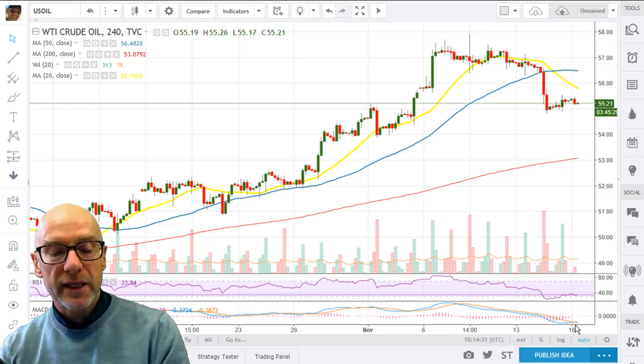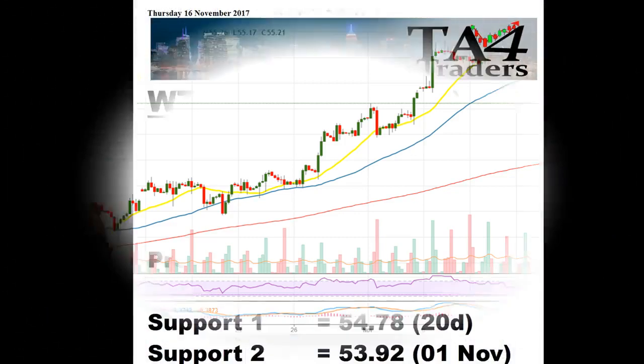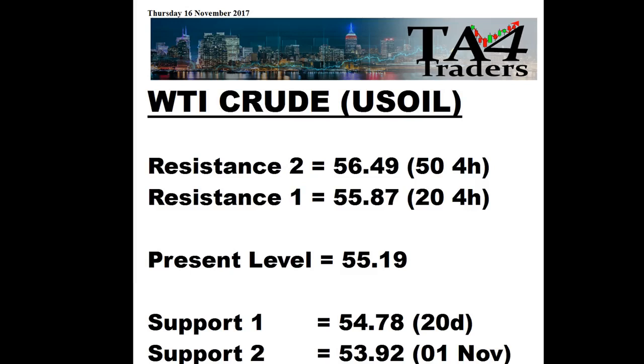So looking at the support and resistance levels, as I said, those downtrending averages on the 4-hour chart are creating resistance. The 20 is at 55.87 and the 50 is at 56.49, with support coming in at the 20-day, 54.78, and then that low of 1st of November, which is at 53.92.